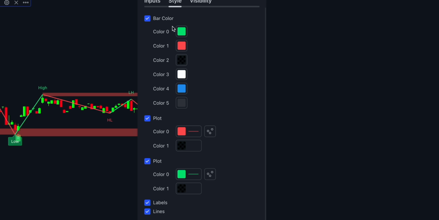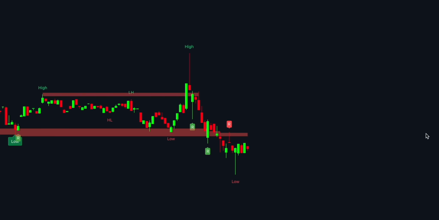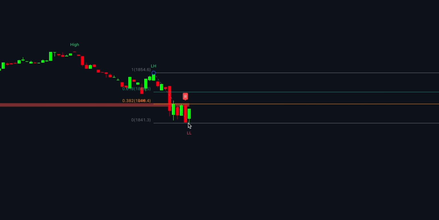Access its settings and disable the lines. This tool will help you spot the market's peaks and lows. So, once you've received a signal to sell, here's what you need to do to approve it. Simply draw a Fibonacci retracement from the latest high to the latest low.